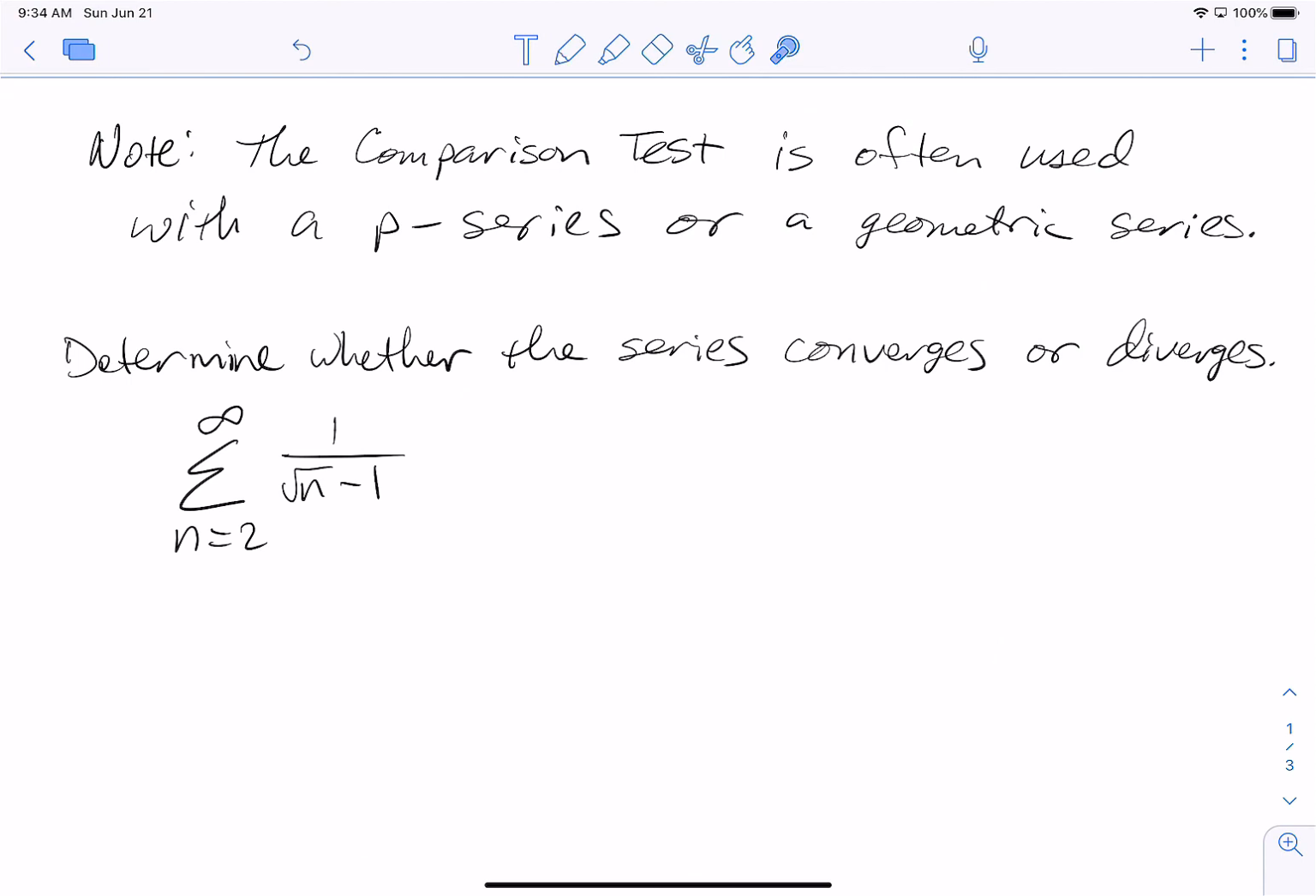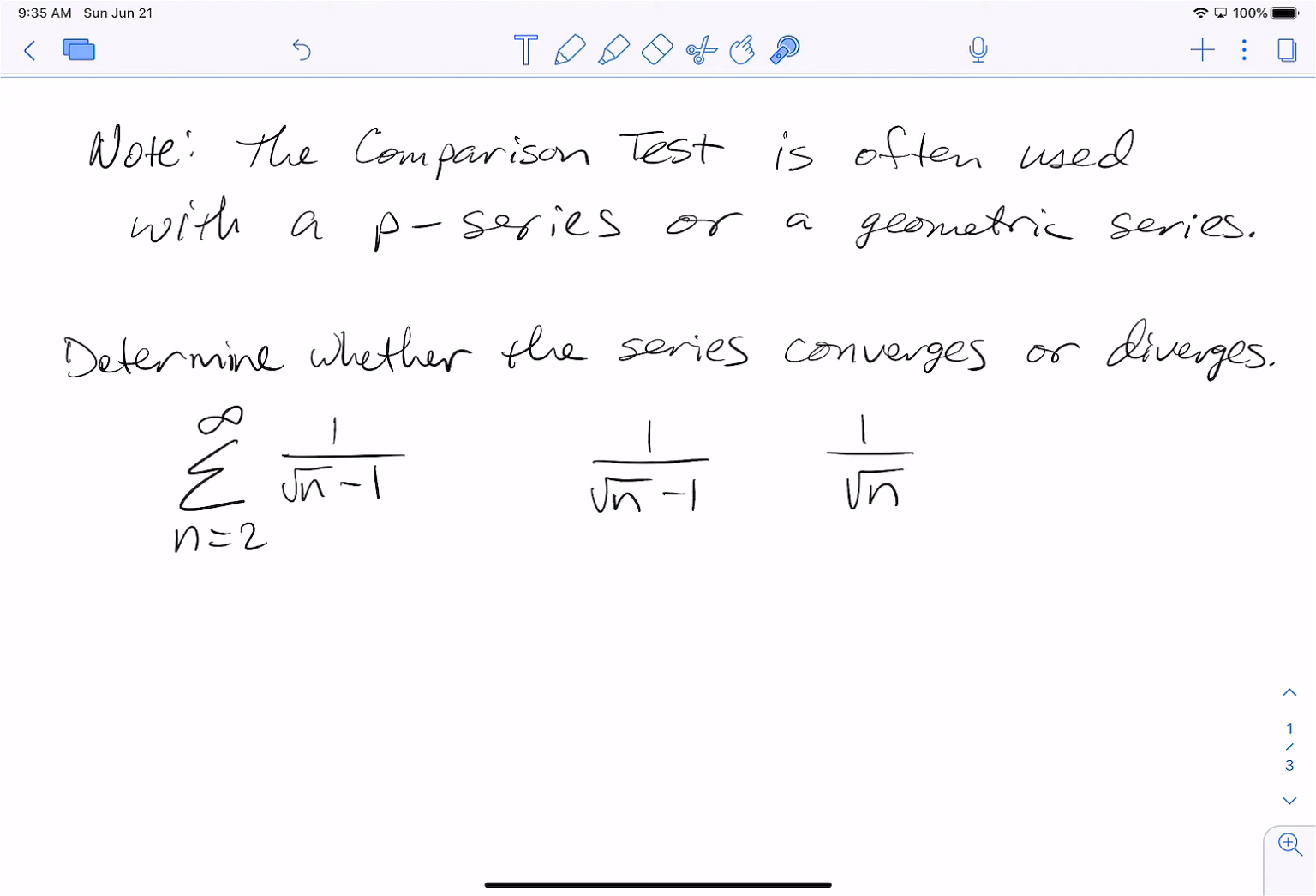I'm focusing now on where all the n's are, and I see I have a 1 in the numerator and a square root of n in the denominator. There's a minus 1 there, but as n goes to infinity, that minus 1 is going to be much less important than it looks right now. The comparison test requires us to compare to a series. In order to determine to what series I want to compare this, again, I'm looking at the n, and it's in a square root, and so I'm going to compare this to 1 over the square root of n.